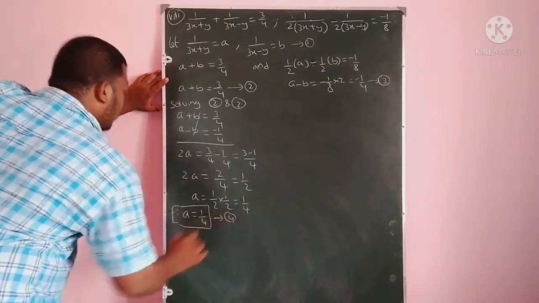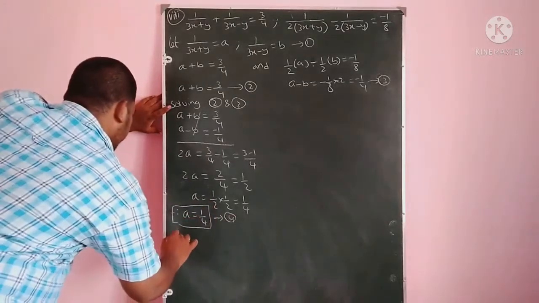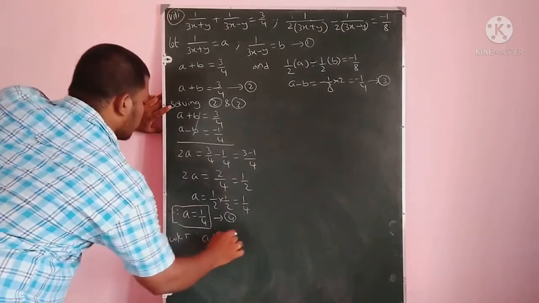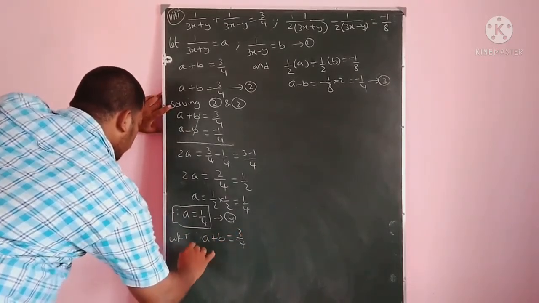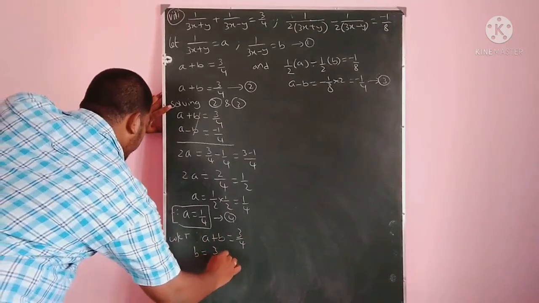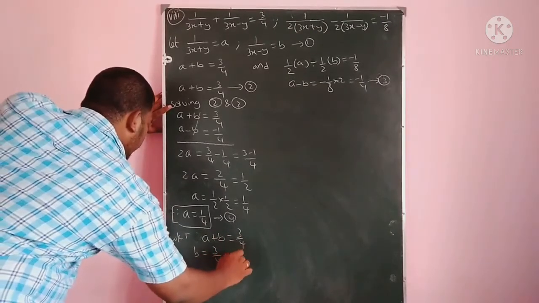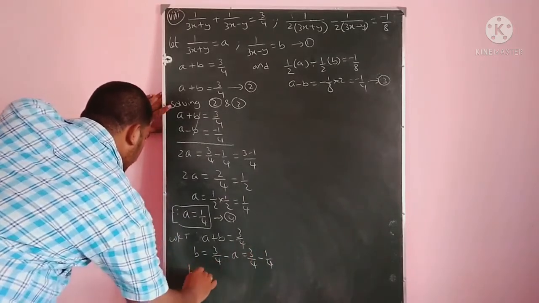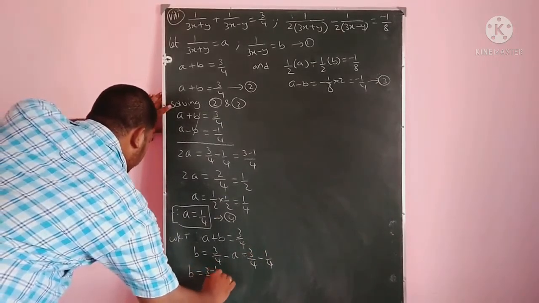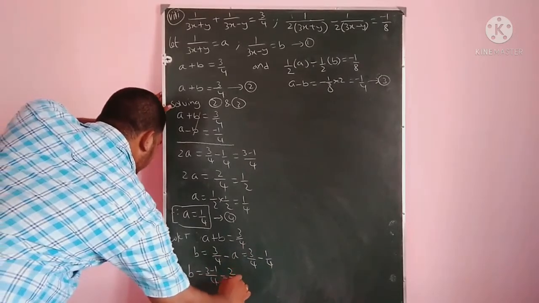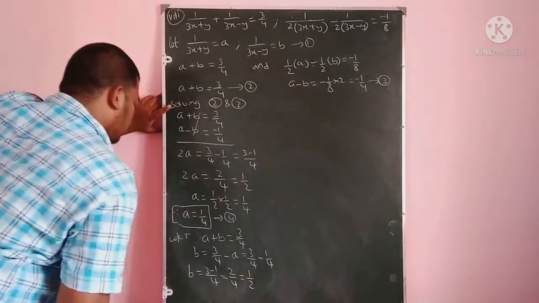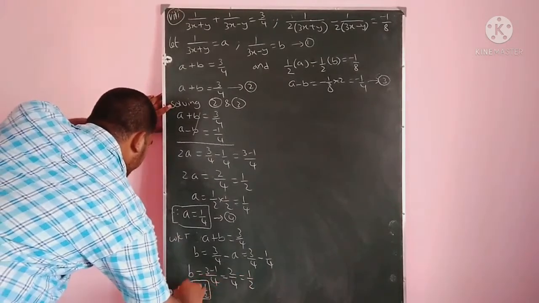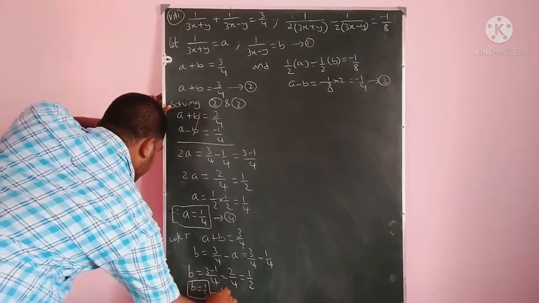Let it be 4. So we know that a plus b equals to 3 by 4. So b is equals to 3 by 4 minus a. That is 3 by 4 minus 1 by 4. So b is equals to 3 minus 1 by 4. 2 by 4 equals to 1 by 2. So finally b is equals to 1 by 2. Let it be 5.